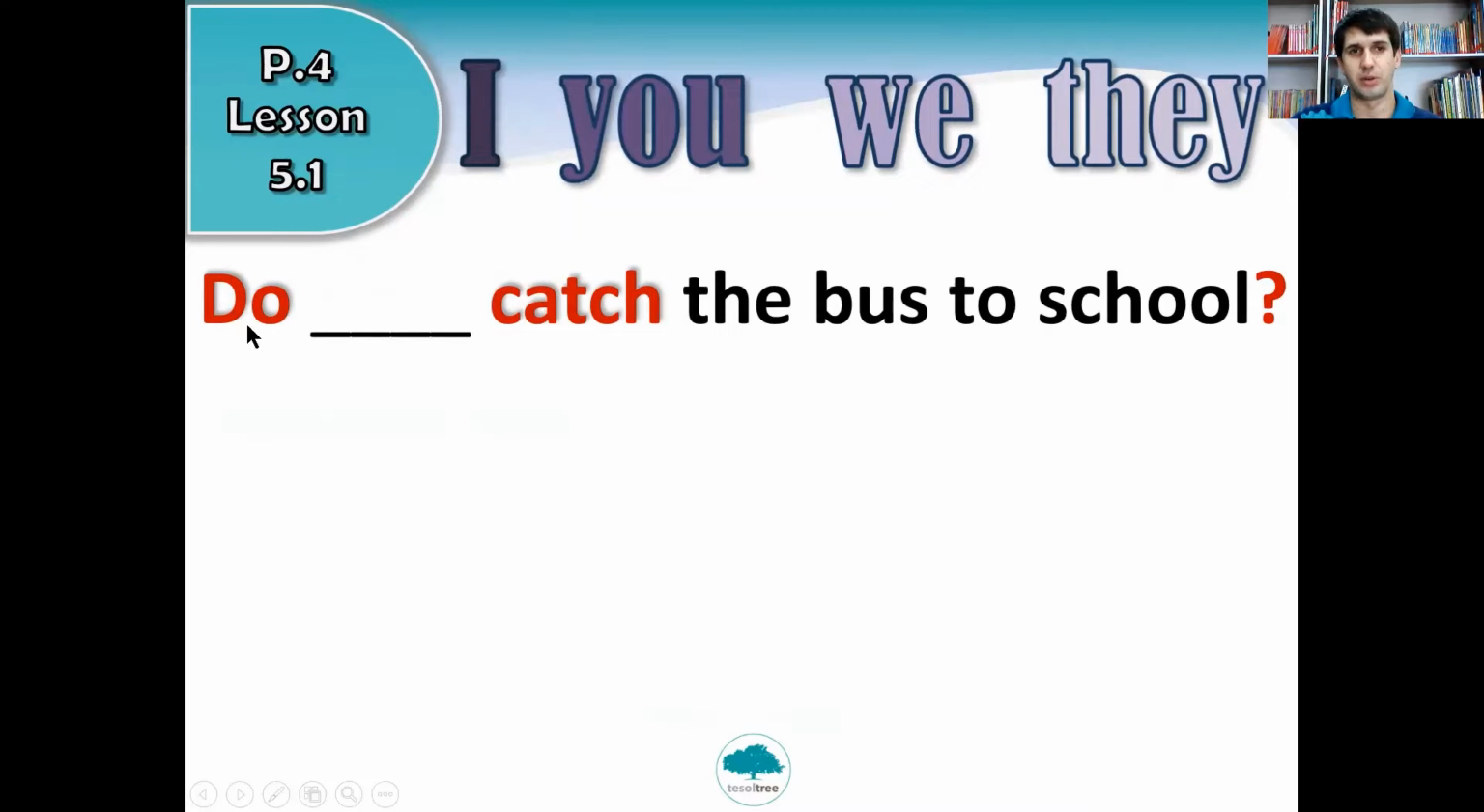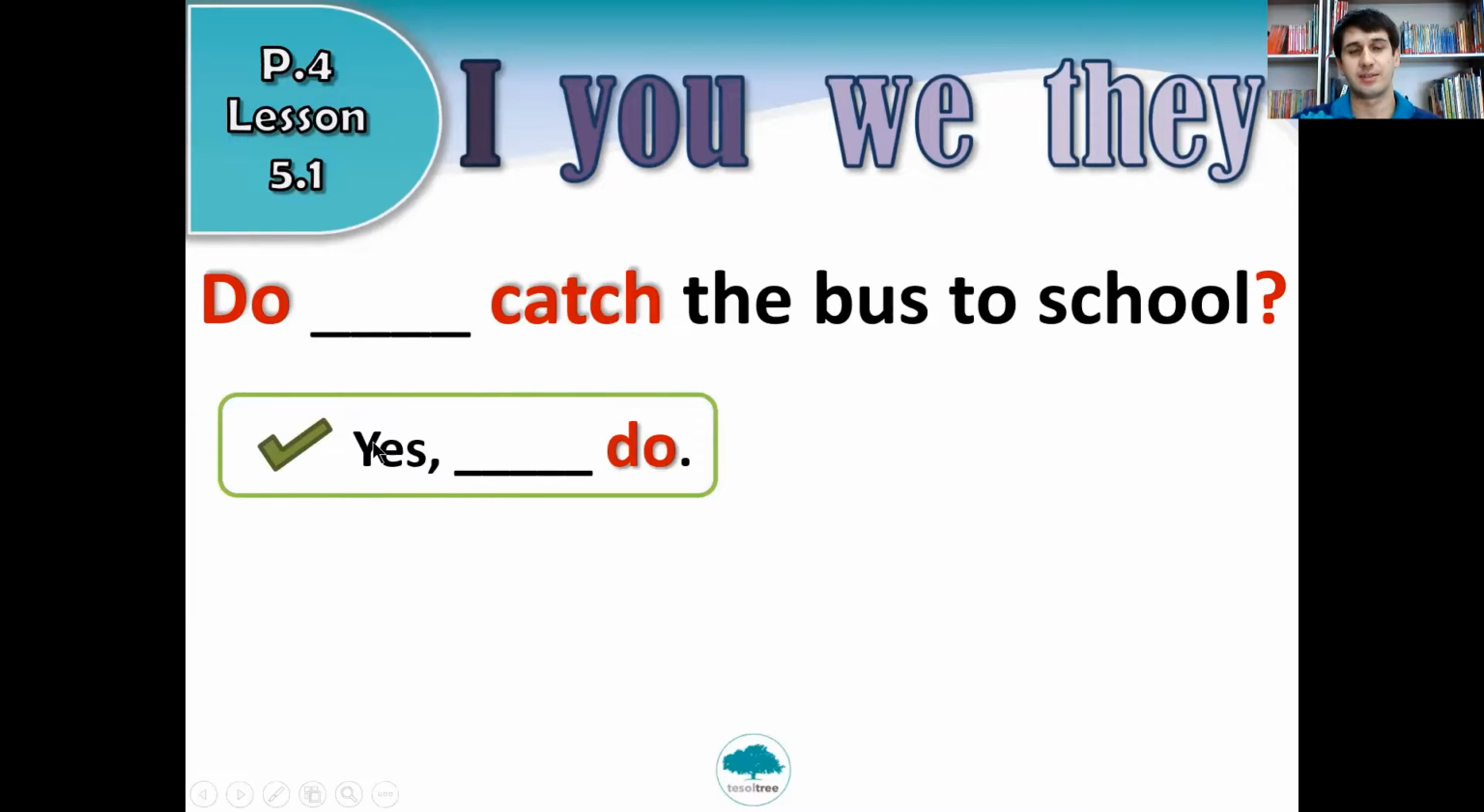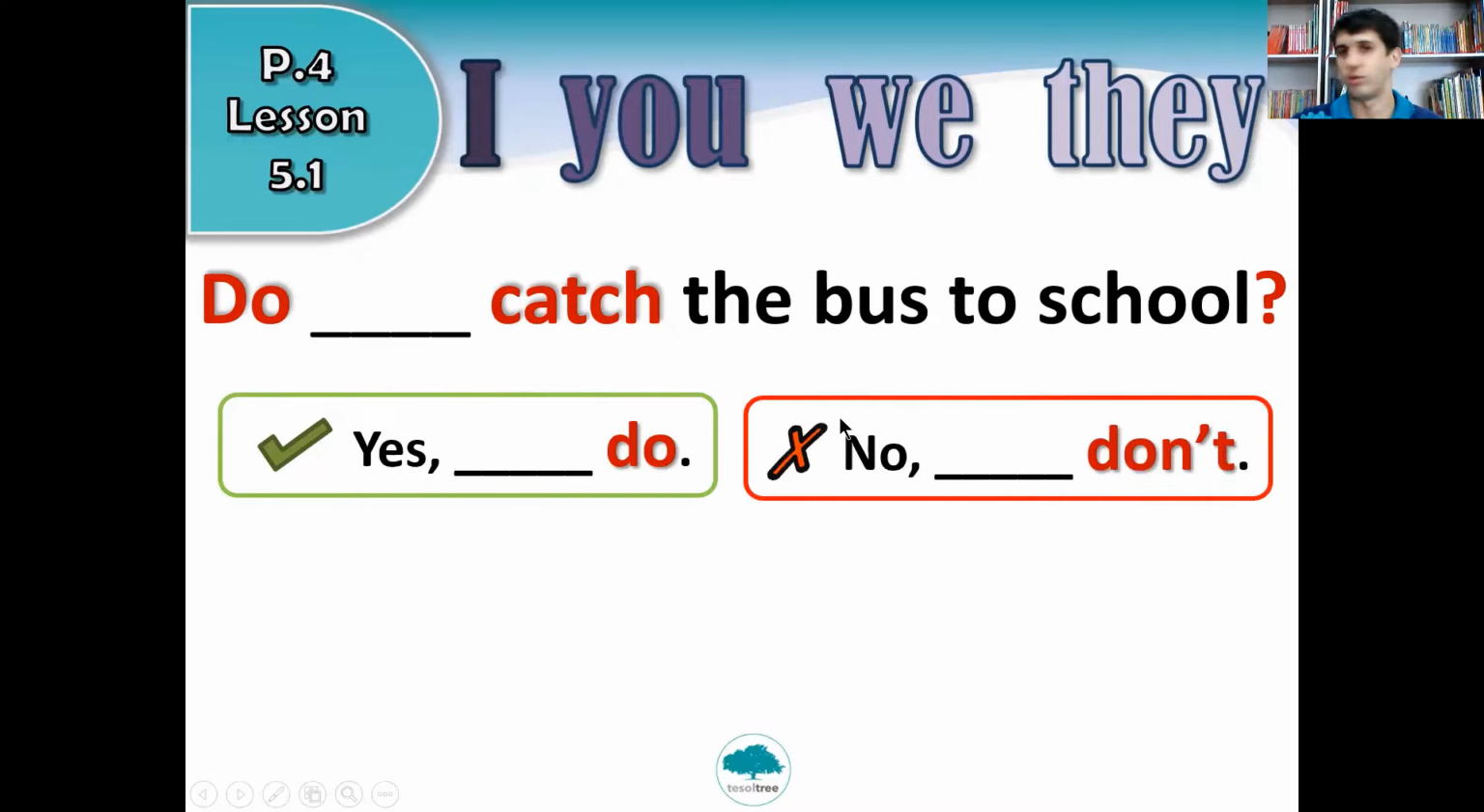Let's have a look at an example question. So, do, the question word, and we have this missing word: catch the bus to school. So we could have do I, do you, do we, do they catch the bus to school? What is the answer? Yes, positive. Yes, I, you, we, they do, or no, I, you, we, they don't.